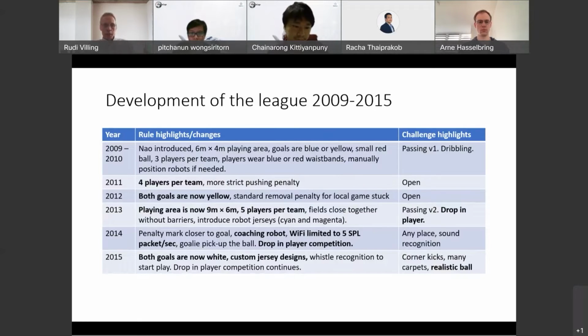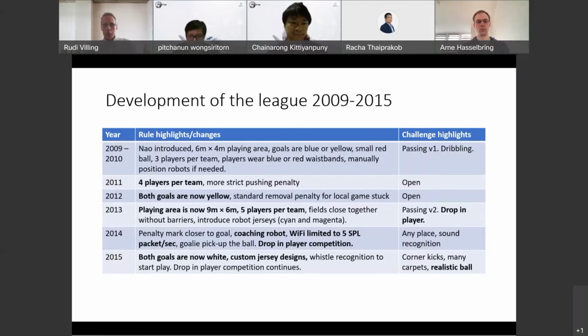So the original playing area was 6x4 meters with yellow and blue goals and a small red ball. This meant that the perception task was much simpler for the robots back then, because they could use color blob detection essentially to identify key landmarks on the pitch and to identify the ball itself. And the teams were just 3 players per team initially, with the players identified by either blue or red waistbands.